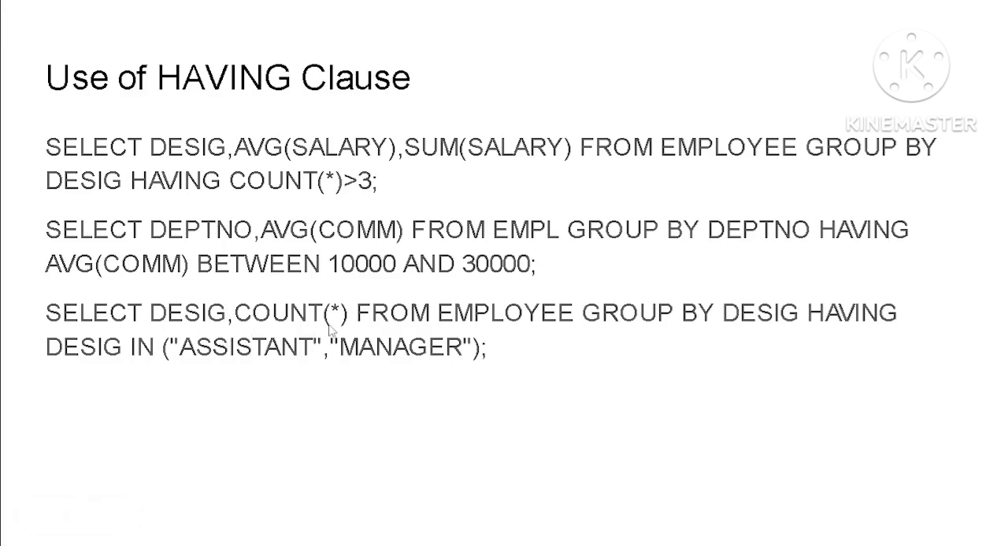Select designation, count of star from employee, group by designation, having designation in assistant, manager. Actually every designation's count would get displayed. Suppose there are 10 different designations, each designation followed by the count of employees would get displayed. But I have given a condition that the designation should be only assistant or manager. So not all the counts will get displayed, only the assistant and manager counts. This is also another kind of condition.